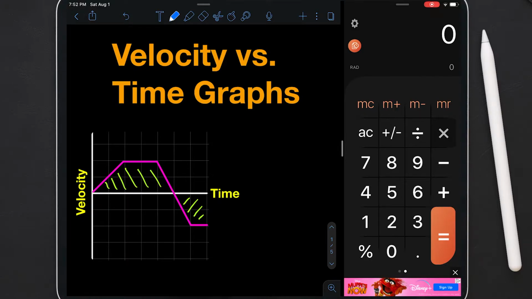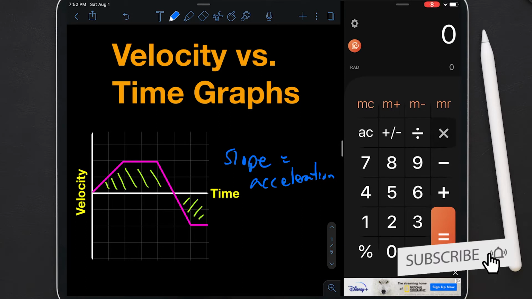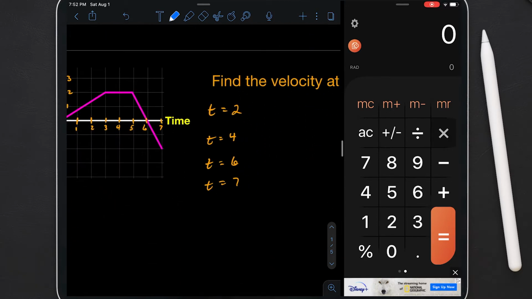All right, so the first thing that I want to remind you of on velocity versus time graphs, you have to remember that the slope is equal to the acceleration and the area is equal to the displacement. And if you want to know how that is so, go look at one of my older videos on motion graphs. I went into the reasoning behind that. I'm not going to do that in this video, but let's look at some example problems here.